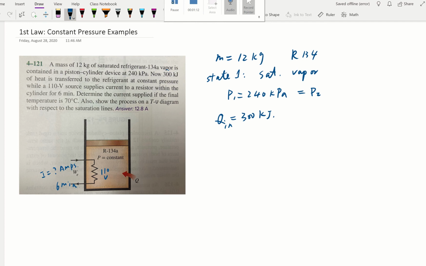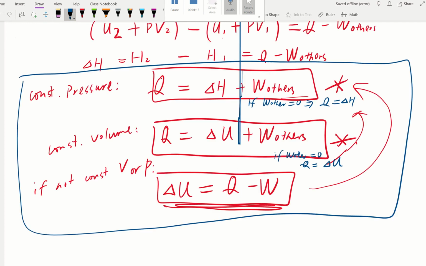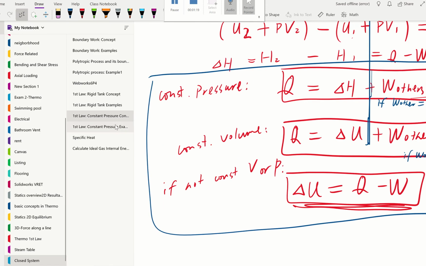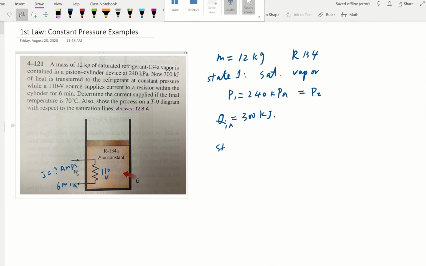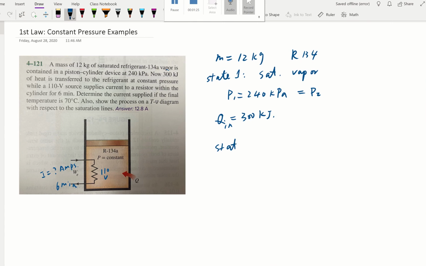The final temperature, so state 2, is going to be T2 equals 70 degrees Celsius. So they want us to find the current that's going through the resistor.